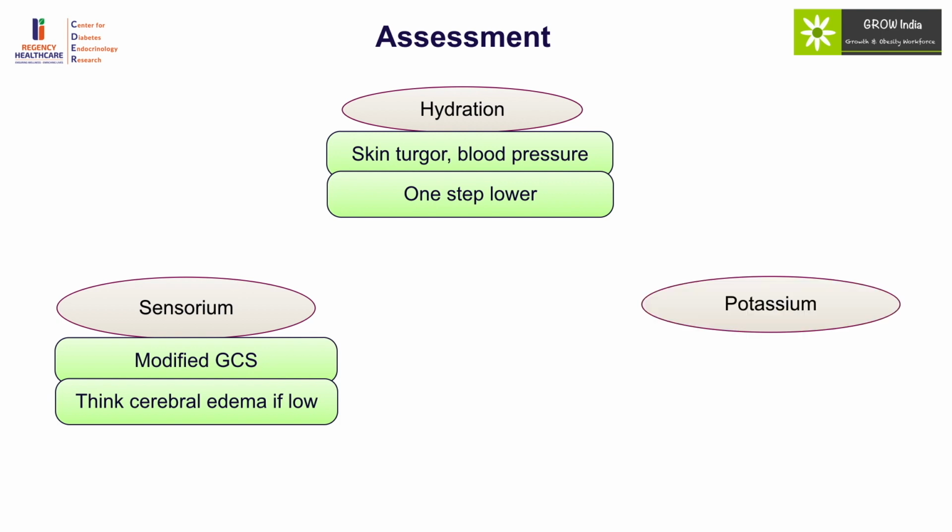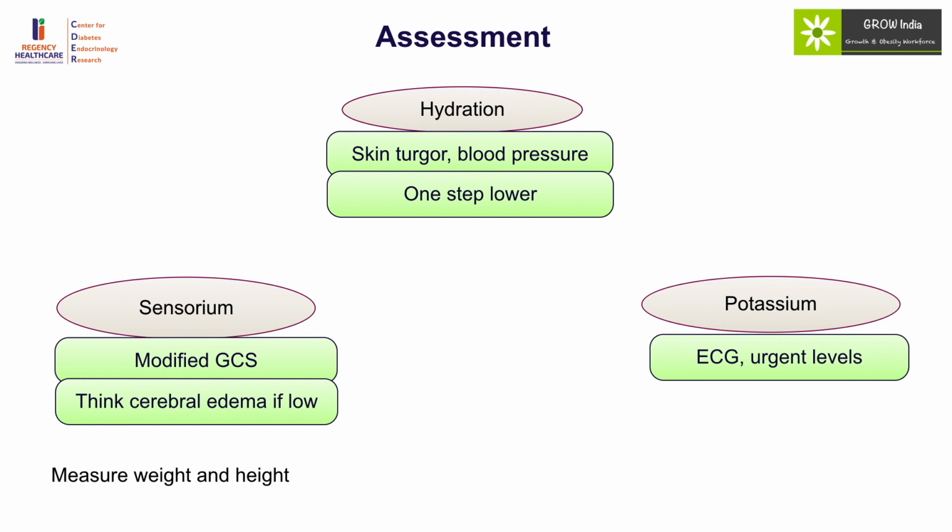Hypokalemia at presentation is typically seen if somebody has been treated outside without the use of potassium, and that's why one needs to be careful in any child with severe diabetic ketoacidosis about the possibility of hypokalemia. So the ECG should be looked at, and if it is suggestive of hypokalemia, one may actually defer insulin therapy till the levels are available.